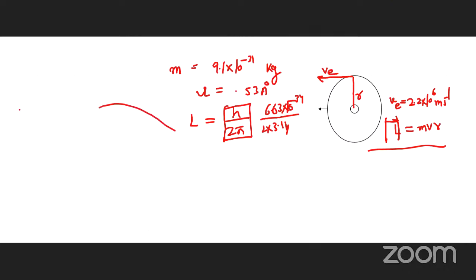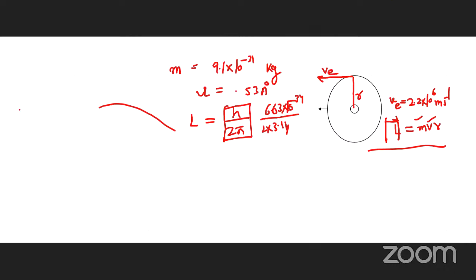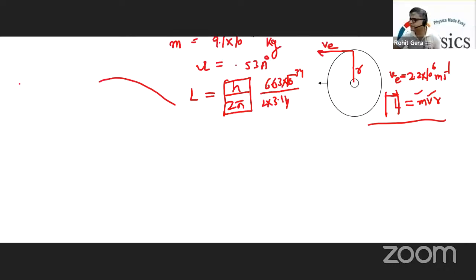So you just need to calculate this mvr value, and then compare it with h by 2 pi. That's a cool question. Okay, let's move to the next one.